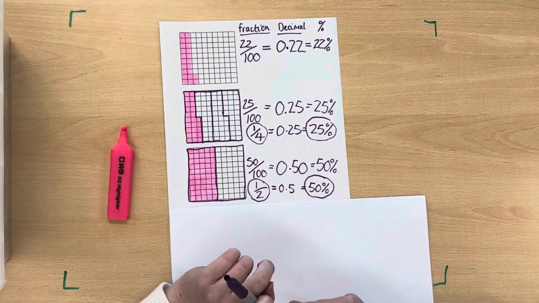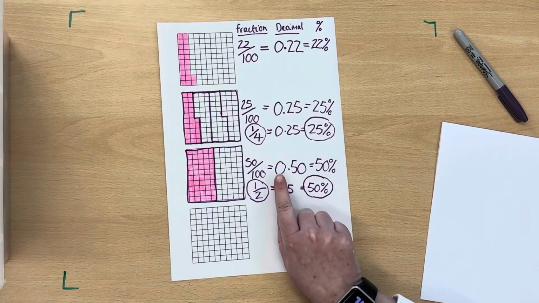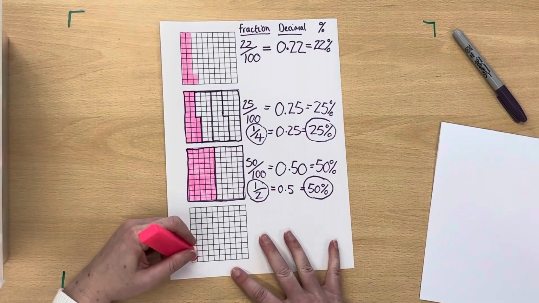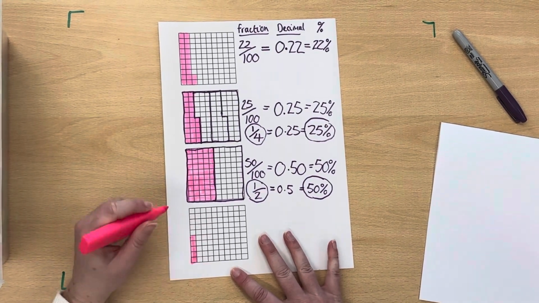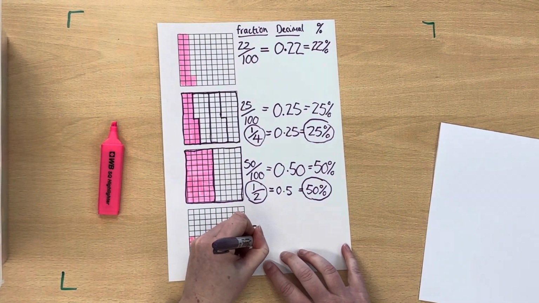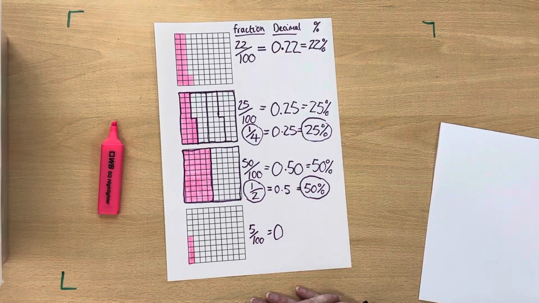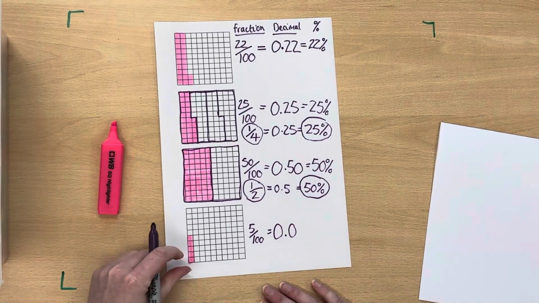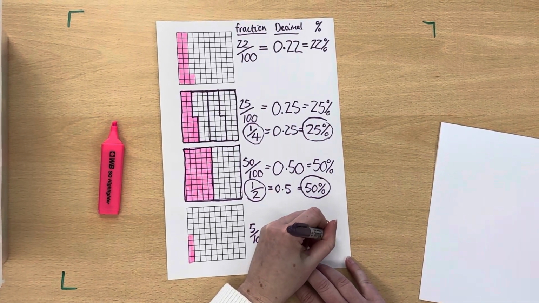Okay, let's take a look at something that is often confused when doing this task. So here is 0.50 or 0.5. Now I'm going to shade 5 tiny squares. 1, 2, 3, 4, 5. This is written as 5 shaded out of 100, which is the same as no whole groups, no full groups of 10, but 5 tiny squares, which is 5%.